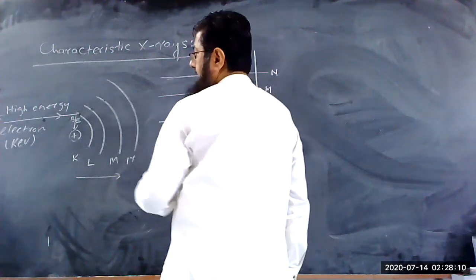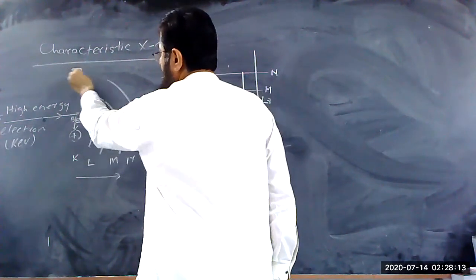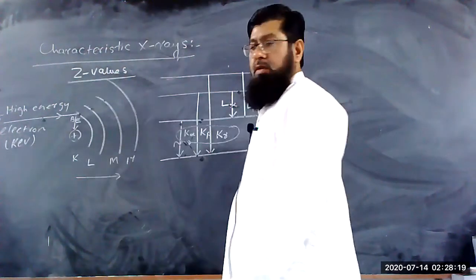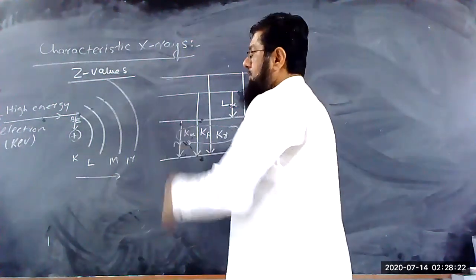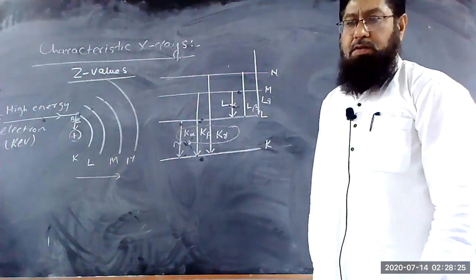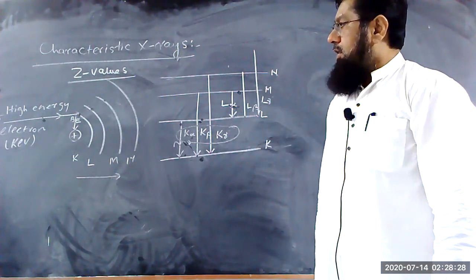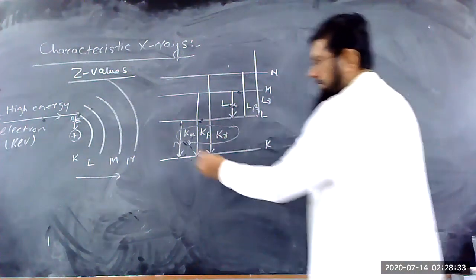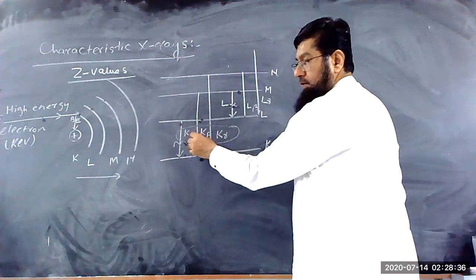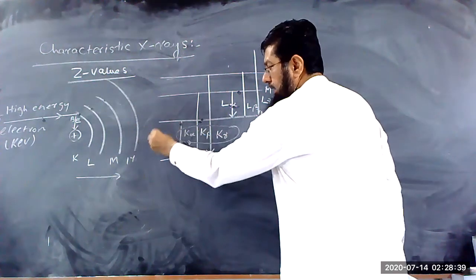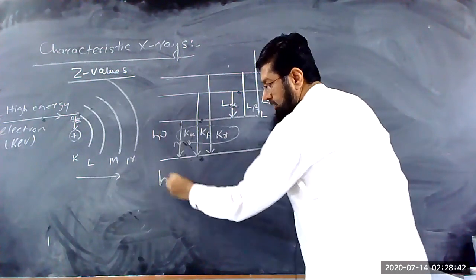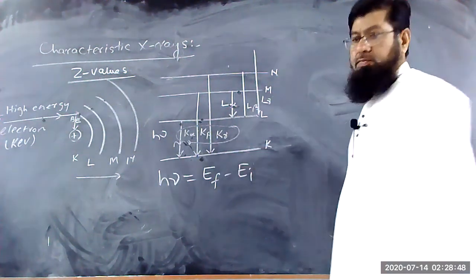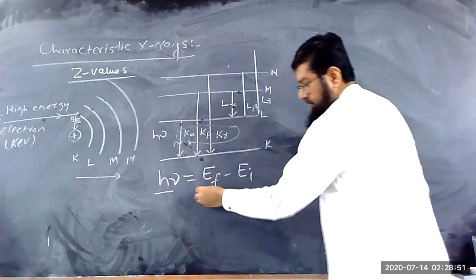The second thing is that this is the atom which has a certain Z value. Z is known as the charge number. It means the number of protons in the nucleus or the number of electrons revolving around the nucleus in the orbitals. So here we have to look at the relationship between the frequency of the emitted photon and Z, because when the photon is emitted, its energy is h nu, and this h nu is the energy difference of two levels, final minus initial.